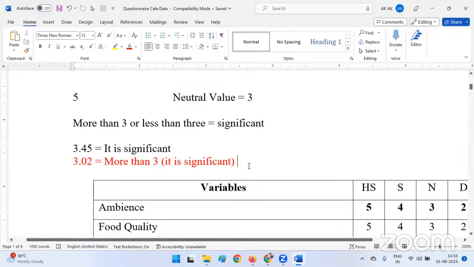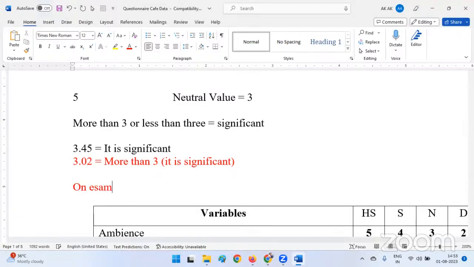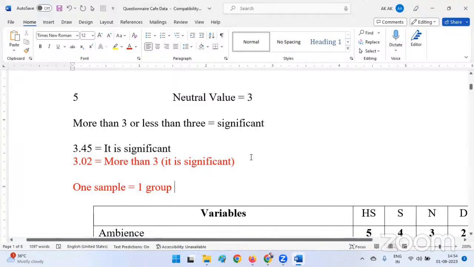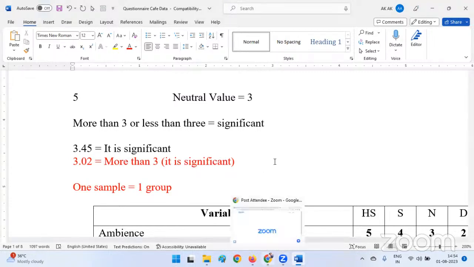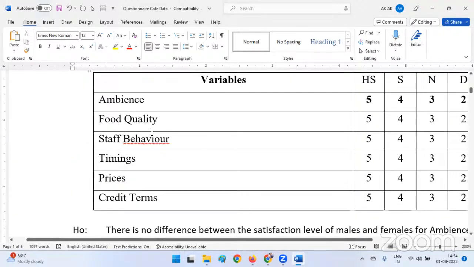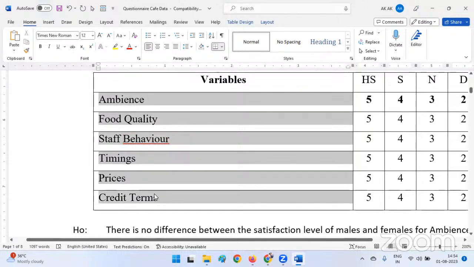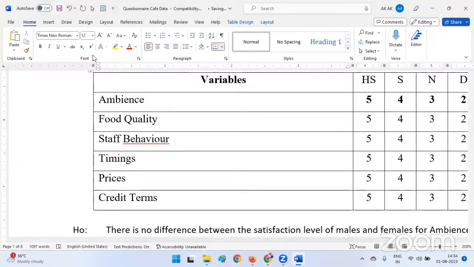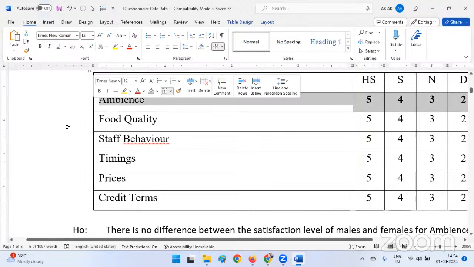One sample means only one column. One sample means one group, which means we are not bifurcating the group based on gender, or classifying based on any other parameter. There is only one group, like for satisfaction or any other aspect. We have some variables: ambience, food quality, staff behavior, timings, prices, credit terms. For all these we have only one group. Ambience is one group, food quality is one group.